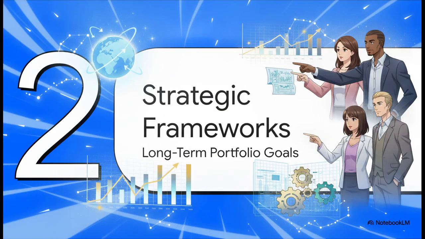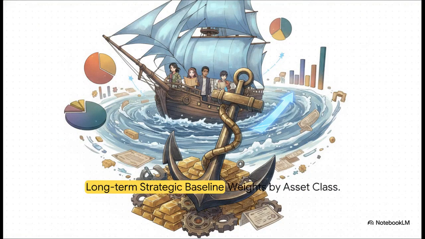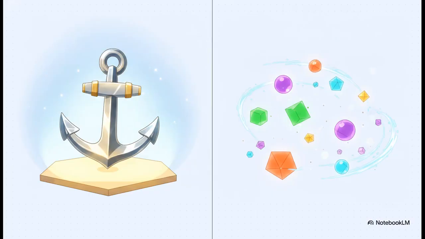Moving on to Section 2, Strategic Allocation Frameworks. You can kind of think of strategic allocation as setting your ship's course over a multi-year horizon. Your long-term strategic baseline weights act as your firm anchor. They give you a solid, unwavering standard to evaluate all future performance against. But hey, an anchor is totally useless if the ship just drags it along, right?